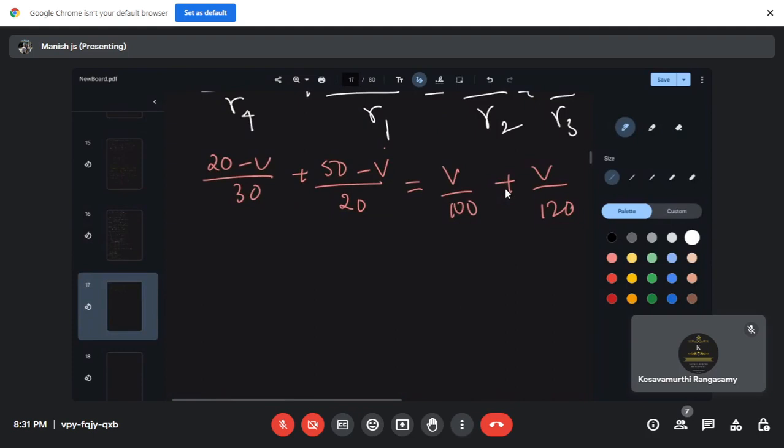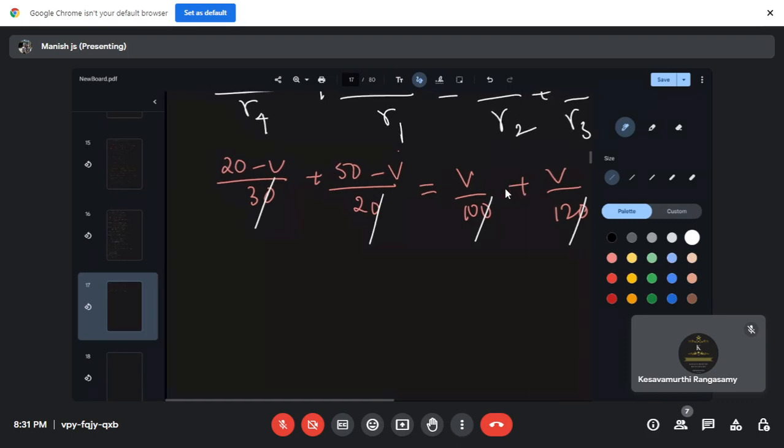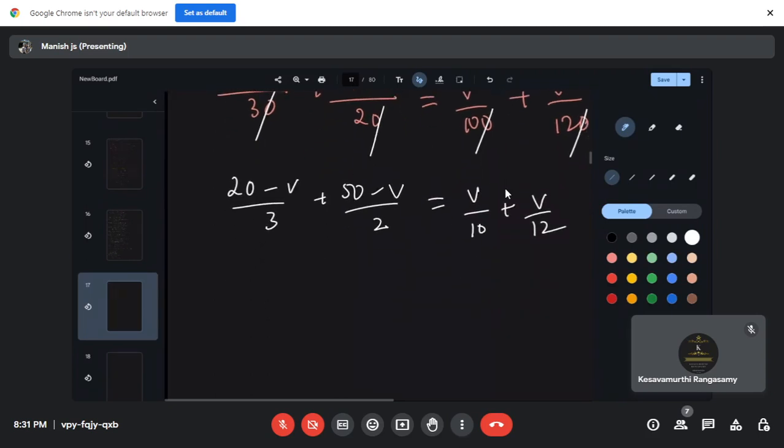Now everywhere on the left side and the right side, what can you do? Can you cancel off the zeros? Is it possible? Yes, very well you can do it. So 20 minus V by 3 plus 50 minus V by 2 is equal to V by 10 plus V by 12. So we have to rearrange for V. The expression needs to be rearranged and you have to find out the value of V.